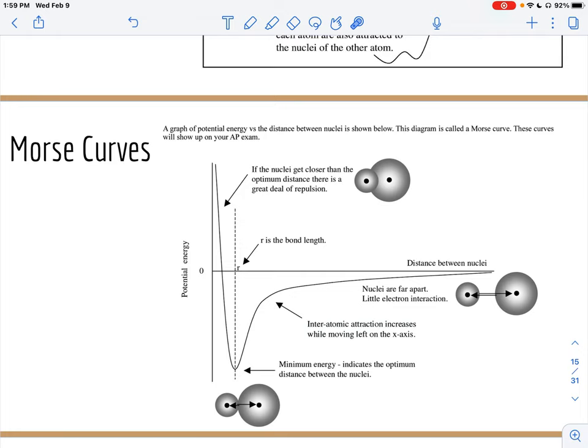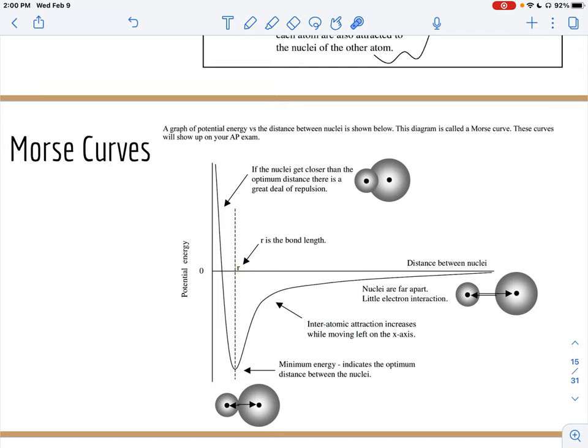This brings us to a curve. This is a Morse curve, for a generic diatomic molecule. We have two atoms here. The potential energy is on the y-axis, and the distance between the nuclei is on the x-axis. You are going to hit a point where the distance is optimal, and that point is down here. The minimum energy is where the distance between the two nuclei is optimal, where you would find the bond length. If you go up with your little dashed line, this isn't part of the curve, it's just a dashed line to show you that this is where you would find your bond length, the distance between the two nuclei at the minimum energy.